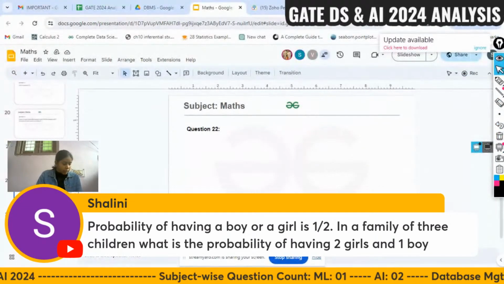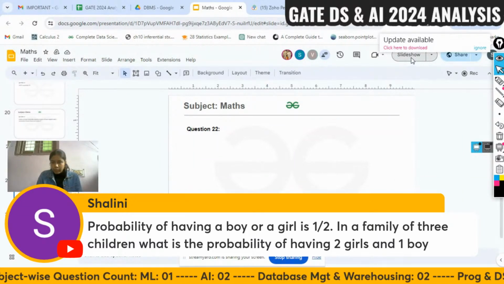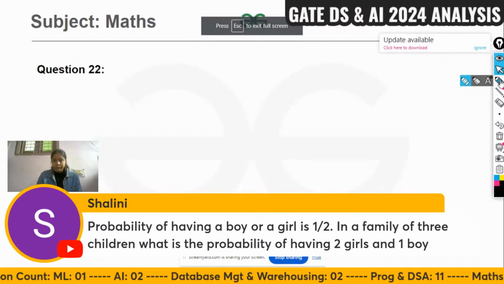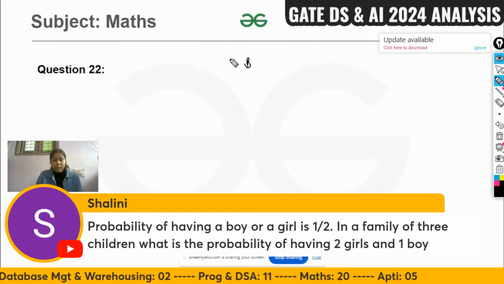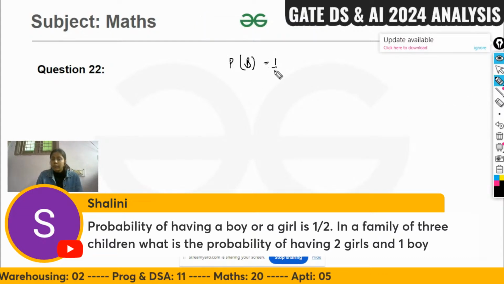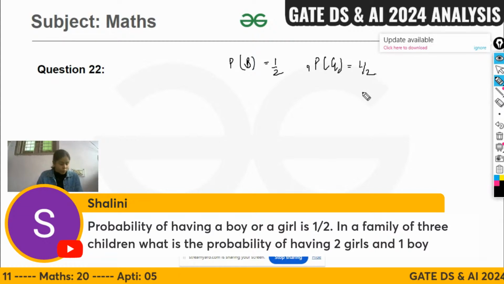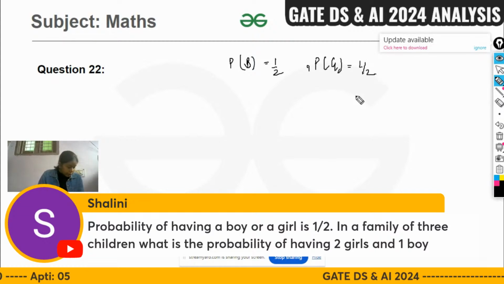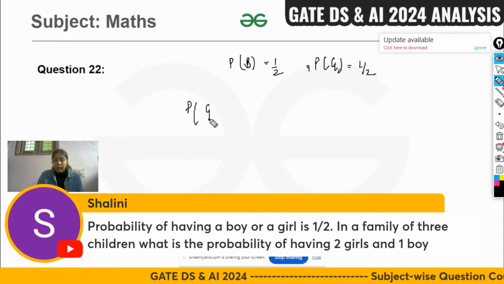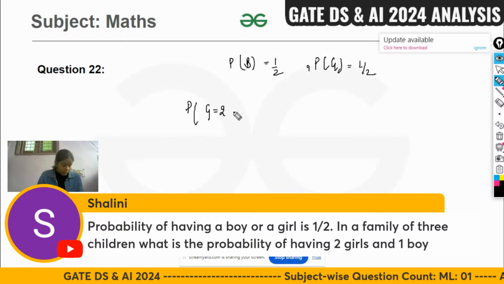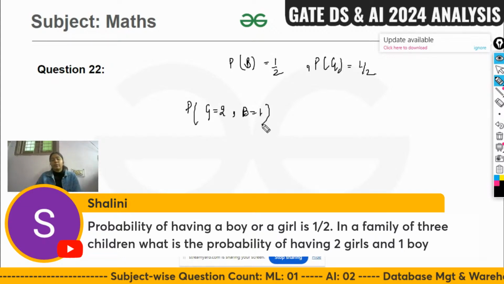The question was: probability of having a boy or a girl is 1 by 2. So that means probability of boy is 1 by 2 and probability of girl is 1 by 2, right? And for a family of 3 children, what is the probability that they have 2 girls and 1 boy? So what would be the probabilities?